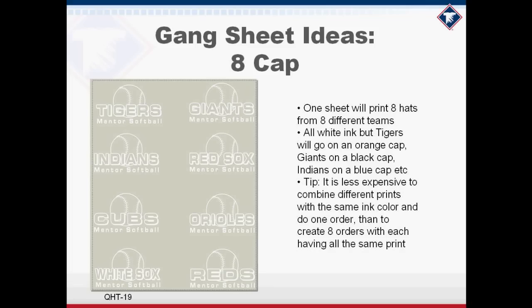So all the ink is white, but Tigers is going to go on an orange cap, Giants is going to go on black, Indians on blue, and etc. So if you are ever doing leagues, if you're ever in the position of doing a baseball league for any of your customers, one of the smartest things you can convince them to do is change the colors of the uniforms to bright colors that white will contrast well. So then when you're doing the league jerseys, all you have to do is order white for everything. And it's the color of the jersey that's different. That's one of the smartest things you can do. Sometimes the leagues like to get all crazy with their colors, and well, you can't put white on this color, you got to get black.